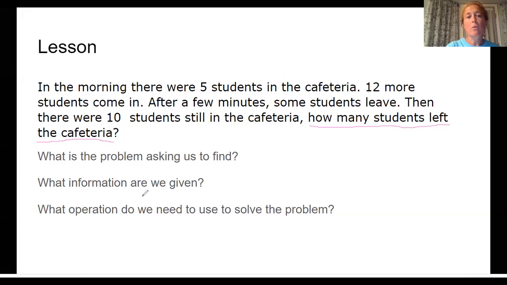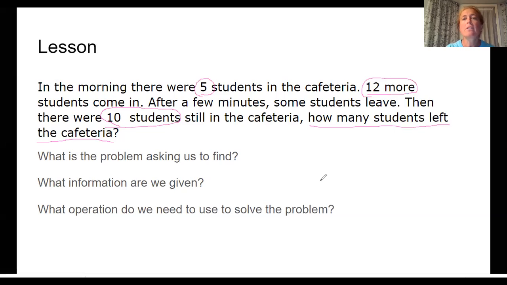So what information are we given? Well, we know that in the morning there were 5 students in the cafeteria. Then 12 more came in. But after a few minutes, some students have left. Then there are only 10 in the cafeteria. Okay, so ultimately what we're trying to figure out is how many students leave.